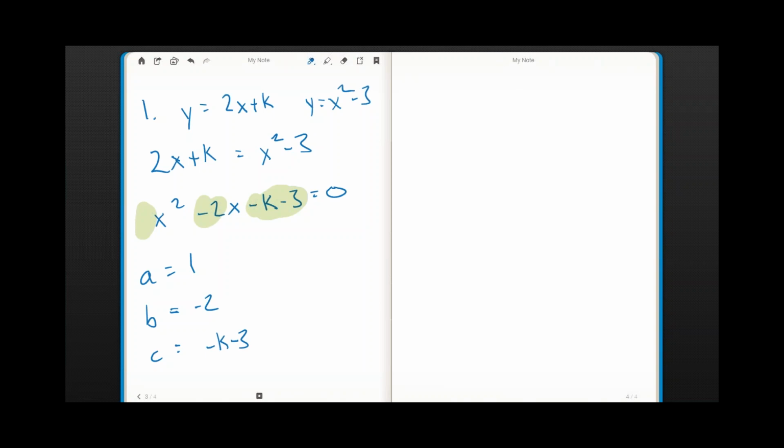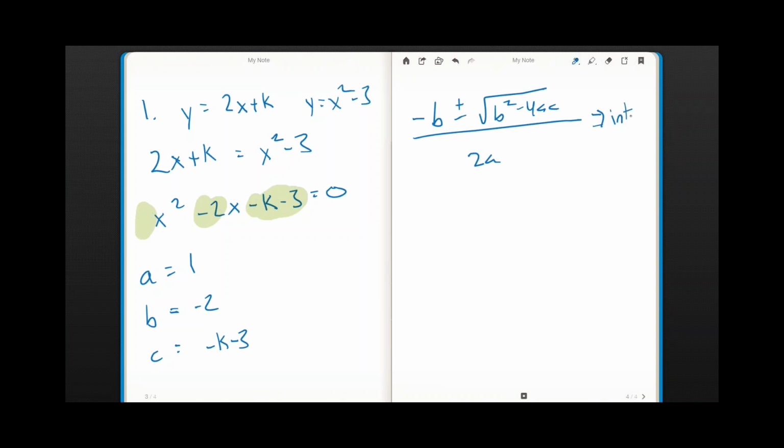Because what I'm trying to solve here is not what is the intersection point. If I just solved the whole thing, negative b plus or minus the square root of b squared minus 4ac over 2a, that would give me the intersection points. But the problem is, when I put the number in for c, I'm going to have a variable. So I can't find the intersection points. I have too many variables here. Okay, so I can't find when they intersect because this number changes, right? Whether or not they intersect is going to depend on the value of k.